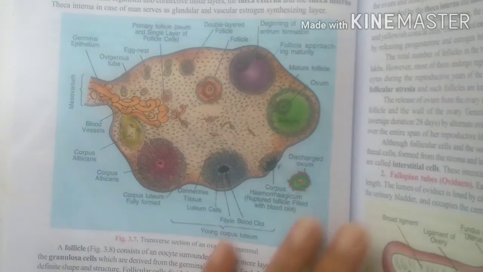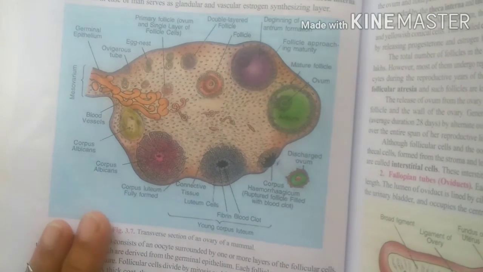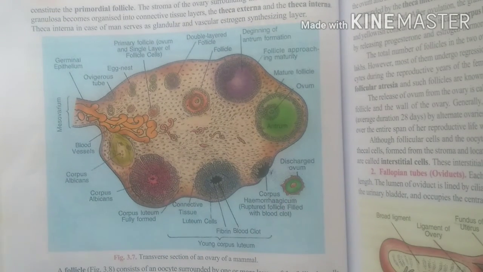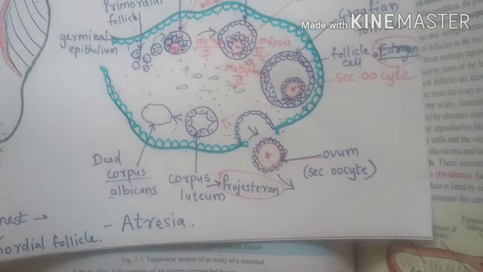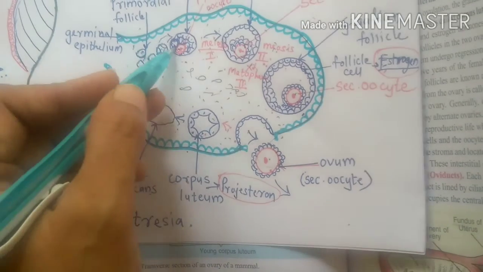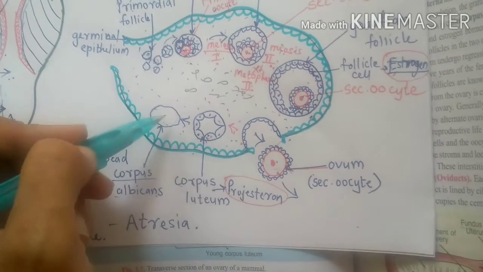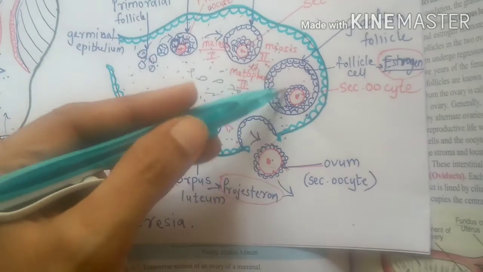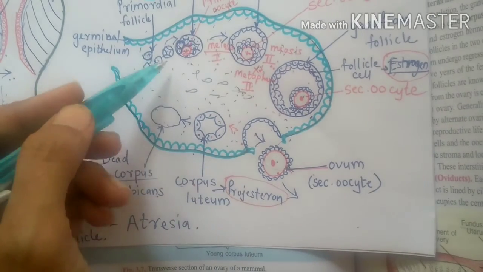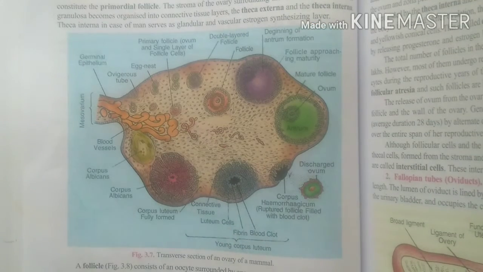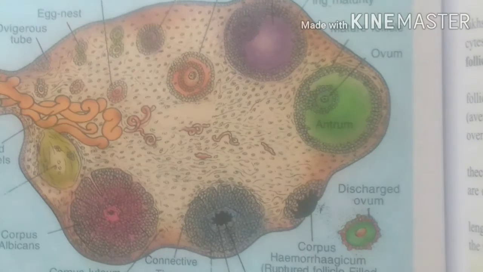The ovary is a female genital organ. In this diagram you can see the structure of the ovary. Last lecture we saw this diagram, the structure of the ovary. This many follicles are seen inside the ovary according to their developmental stages. These same follicles you will observe in this diagram inside the book.